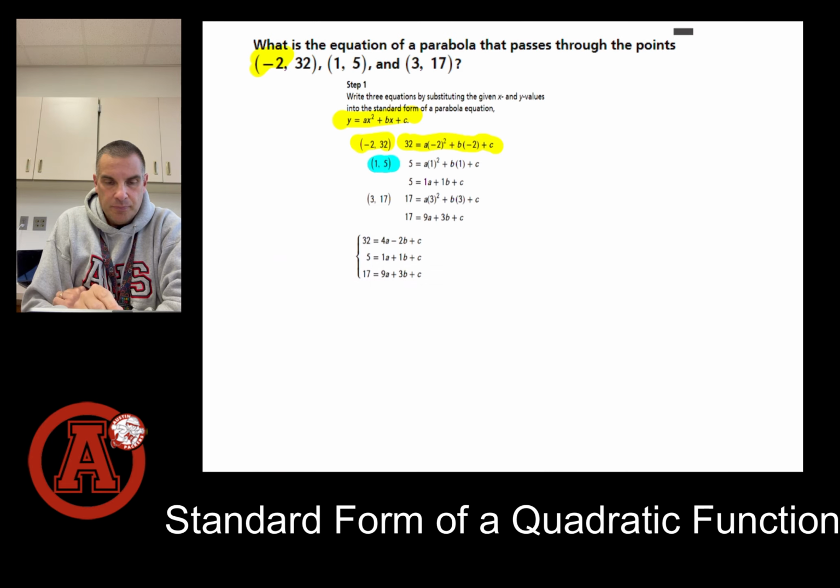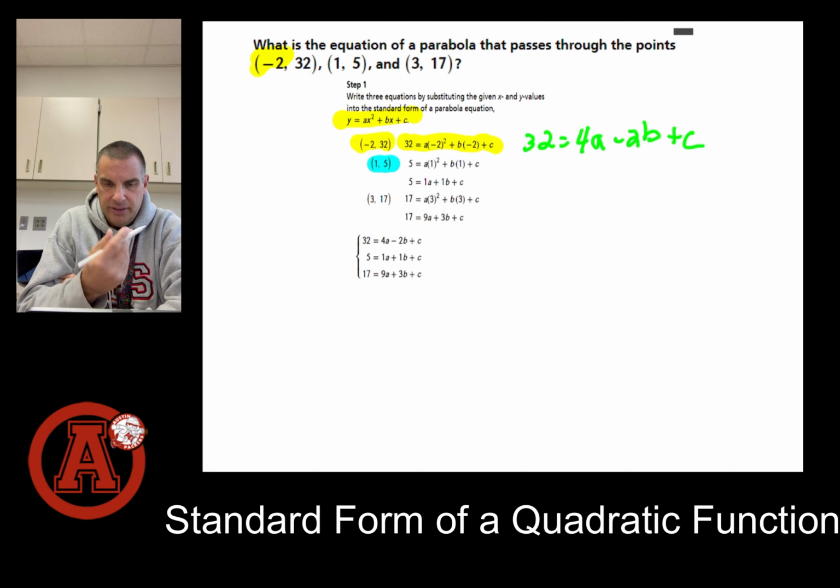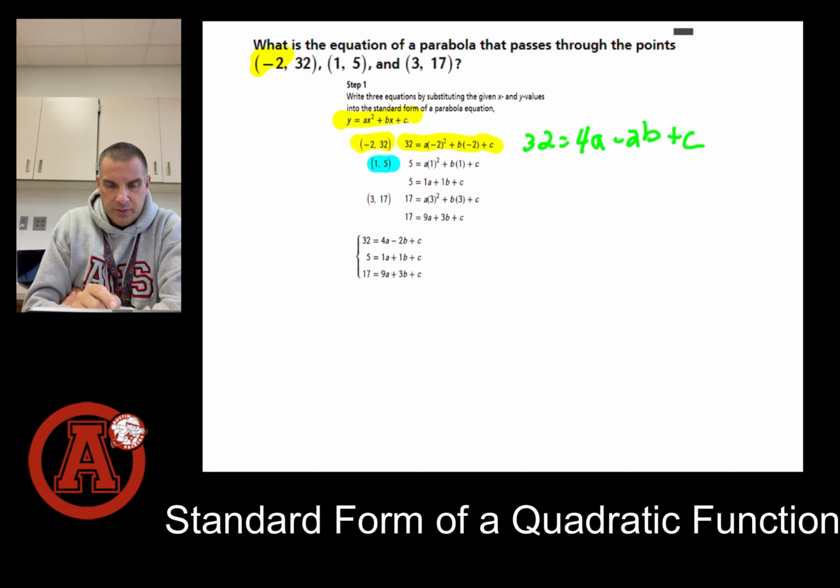Anywhere we see a y value, let's go back up to this one and rewrite it. So that's 32 is equal to 4a minus 2b plus c. And they wrote it down there, but whatever. So the second one, anywhere we see a y, we're going to replace with a 5, and an x we're going to replace with a 1. So that gives us 5 equals 1a plus 1b plus c. There's our second one.